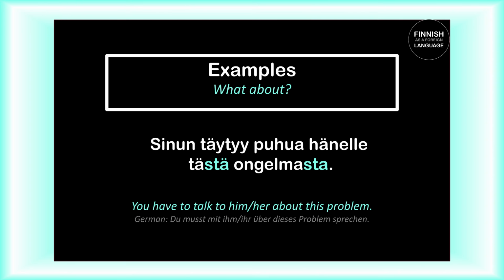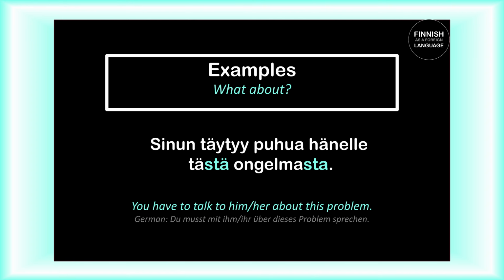Next situation is what about. So for example, when we want to express what about we're talking. Here's one example. Sinun täytyy puhua hänelle tästä ongelmasta means you have to talk to him about this problem. So sinun here is the genitive case of sinä. We need here the genitive case because we have here the necessity sentence structure, which we recognize by the following word täytyy. So sinun täytyy means you have to. Puhua is standing in its infinitive form and it means to speak. Hänelle means to him, elative case. And then we have tästä ongelmasta, which means about this problem.